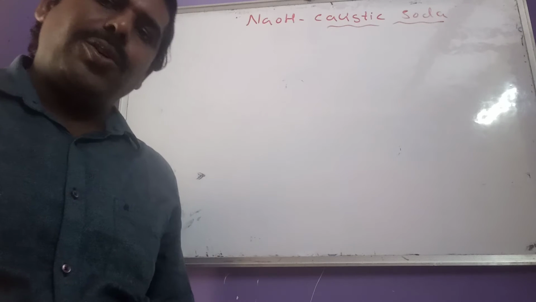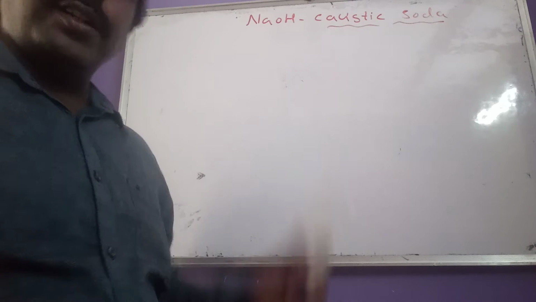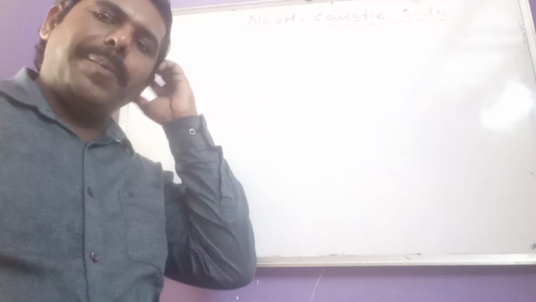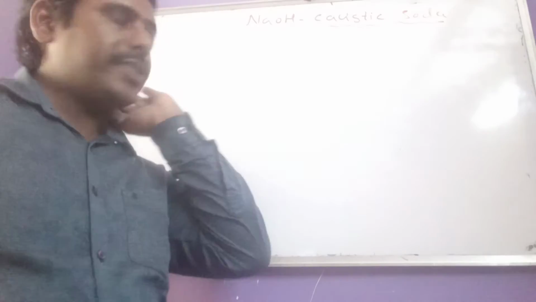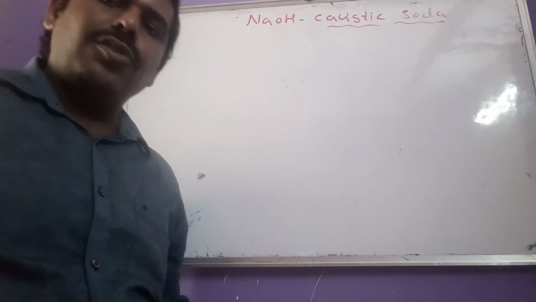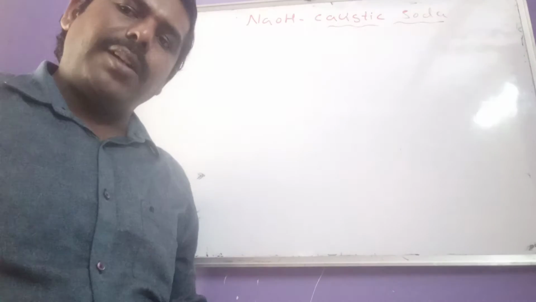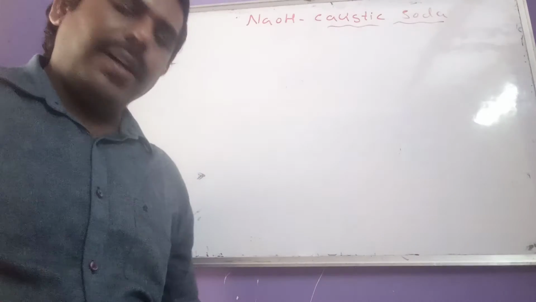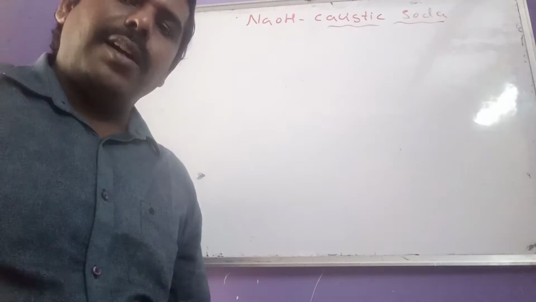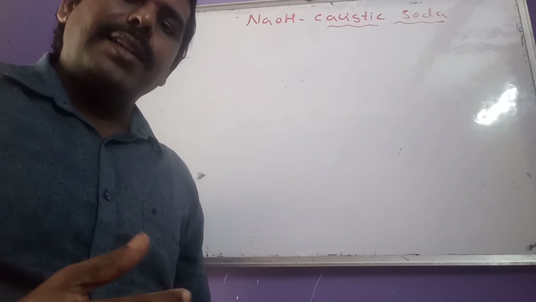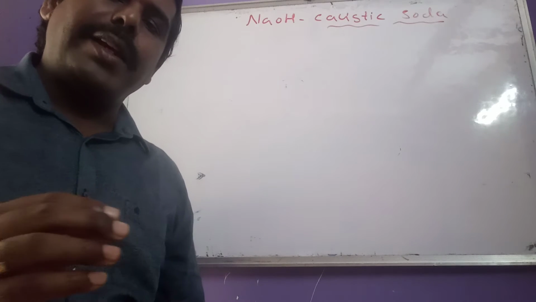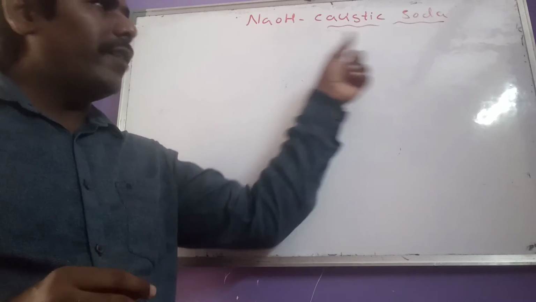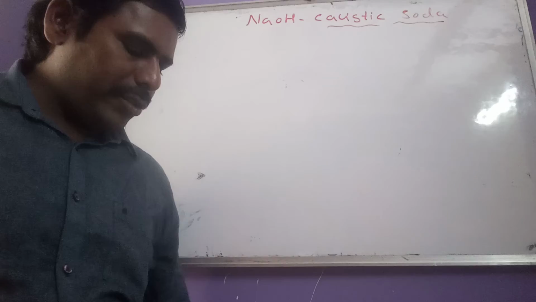In this video, let us go for preparation and properties of NaOH. NaOH, that is sodium hydroxide, is also known as caustic soda, because when it falls on skin, it eats away the skin surface and makes it pulp. So due to that action, NaOH is known as caustic soda.